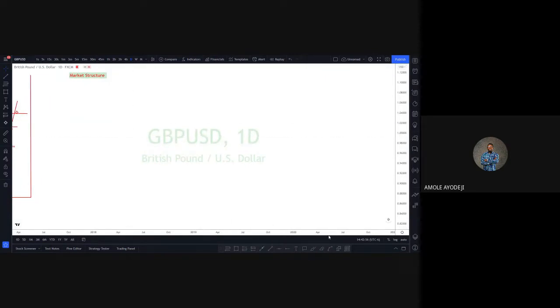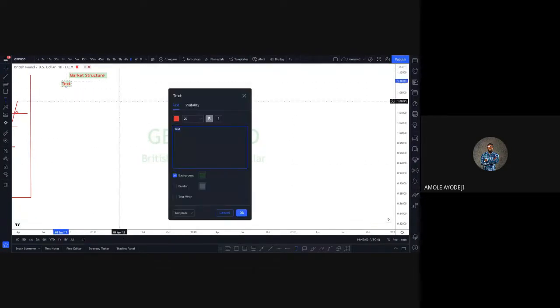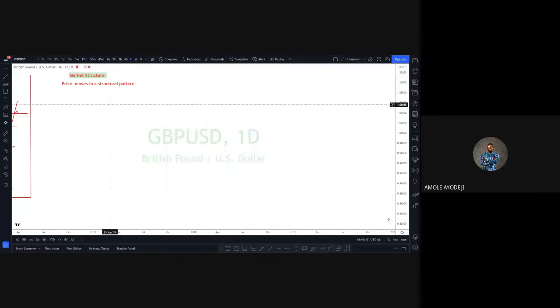Now, we need to understand that price moves in a structural pattern. Let me write it down for you so you see. Price moves in a structural pattern. That's the first point that you need to hold on to in this class, that price doesn't just move anyhow. Price doesn't just move haphazardly. There is a definite structure for price movement.